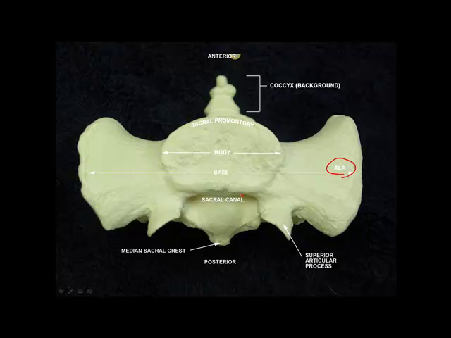The sacral canal, you have to see it when you have it in your hands, is a space where the nerves from the end of the spinal cord enter and go inferiorwards. Here's your median sacral crest, this is posterior, and then your superior articulating facets are processed there. And that's it.